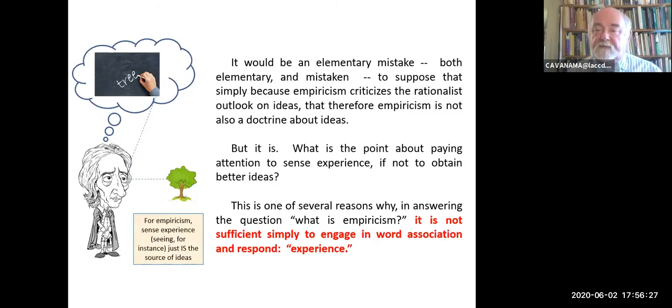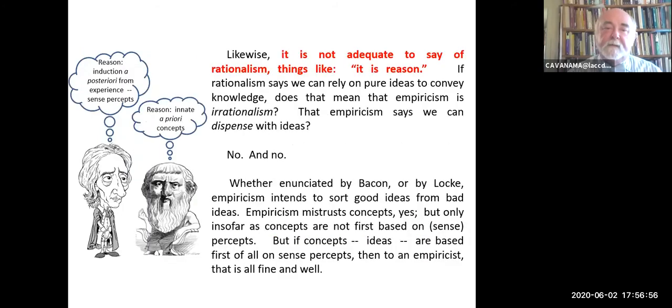I often, by way of review, ask my students, tell me the difference between rationalism and empiricism. What I often get is, well, rationalism is reason and empiricism is experience. No, that's not good enough. To contrast these two positions, you've got to do that in complete sentences. You can't just do word association and say empiricism is experience. No, empiricism is a view of knowledge that accords a certain privileged position to experience. Yes, that's a good start, but you've got to do more than just word association.